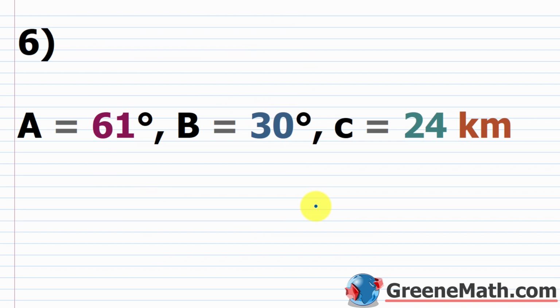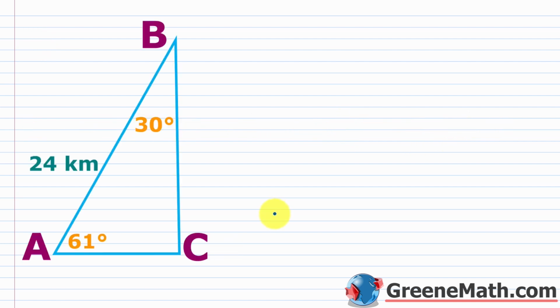Okay, let's take a look at problem 6. So now we have the measure of angle A is 61 degrees. The measure of angle B is 30 degrees. And then this lowercase c, which is again the length of the side that is opposite of angle C, is 24 kilometers. So let's come to our little sketch here. And again, let me just figure this one out first.